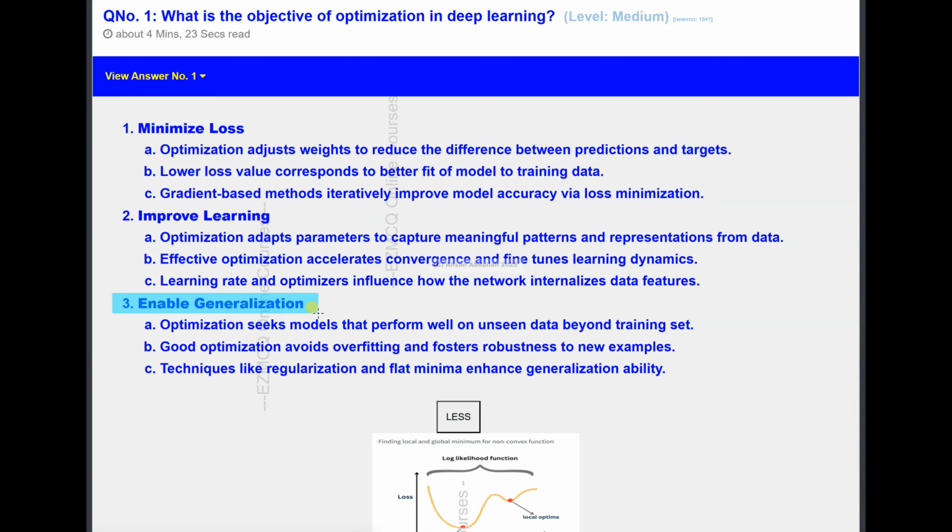It is to enable generalization. So what it means, good optimization ensures the model performs well on the unseen data. Unseen data means the data on which the model was not trained before. So this prevents overfitting and underfitting. So that helps the model generalize beyond the training set, right?